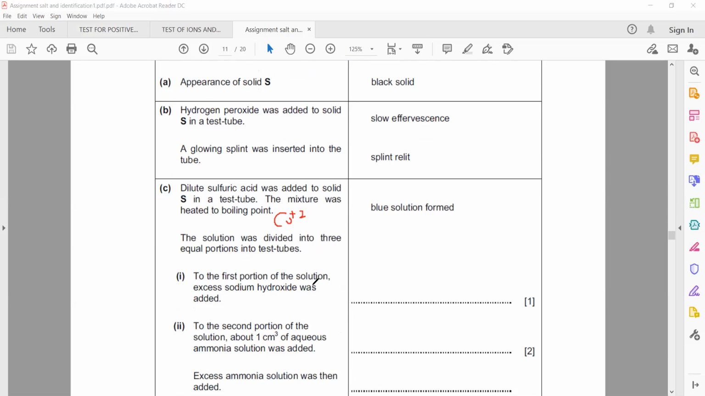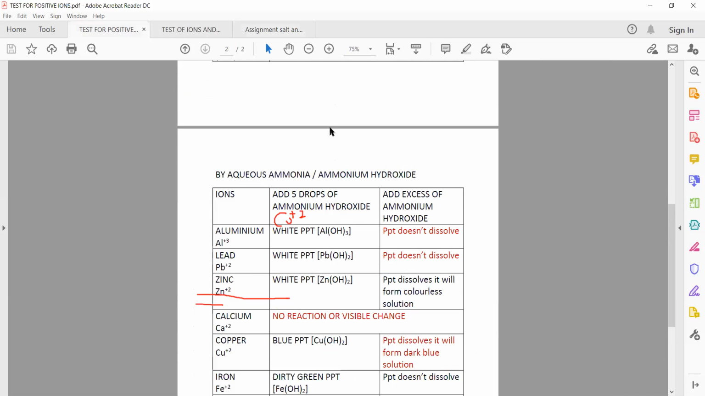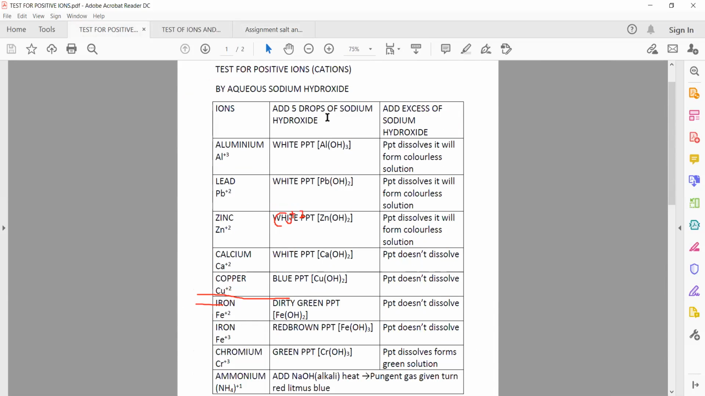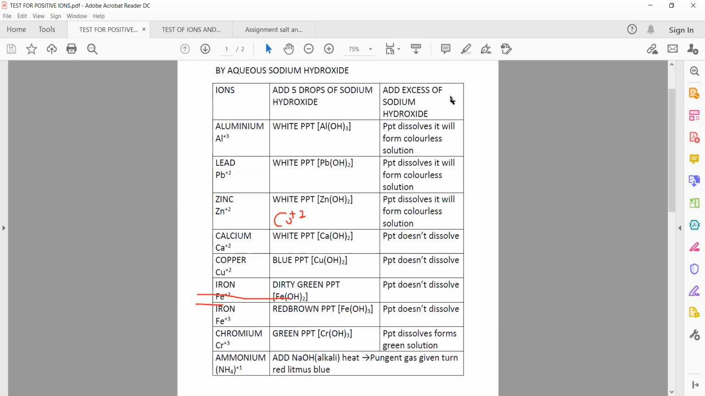Now it contains a copper ion. To the first solution, we add excess of sodium hydroxide. If I add too much sodium hydroxide, what will be the observation? If I add too much sodium hydroxide to a solution which contains copper, a blue precipitate forms which doesn't dissolve in excess.